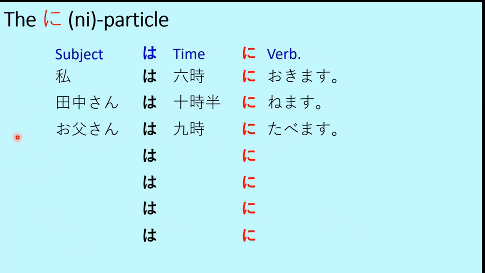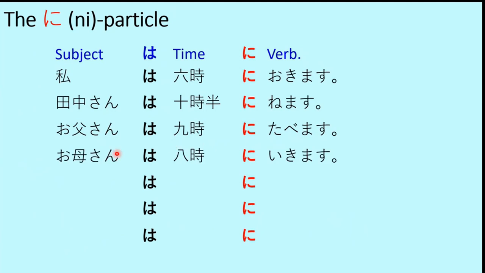Here, if you want, you can write watashi no otosan as well or watashi no chichi as well. But it's not mandatory, it's not required. If only otosan is written, it implies that it's the father of the speaker only. So, otosan wa kuji ni tabemasu. My father eats at 9 o'clock.